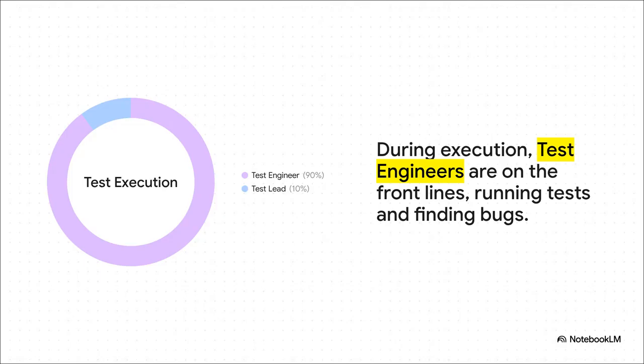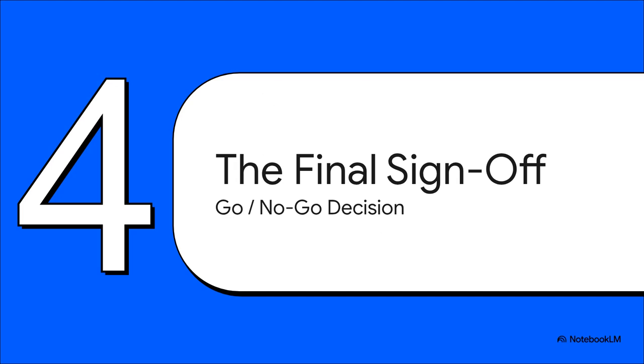And would you look at the shift in responsibility here? During execution, it is almost entirely on the test engineers. We're talking 90% of the workload. They are the frontline soldiers, running the tests, finding those bugs, and documenting all the evidence. The test lead is still there, of course, monitoring progress and clearing roadblocks, but the engineers are the ones deep in the trenches. So, after rounds and rounds of execution and fixing bugs, the process starts to wind down.